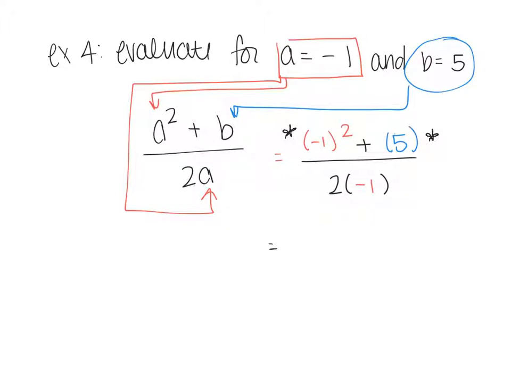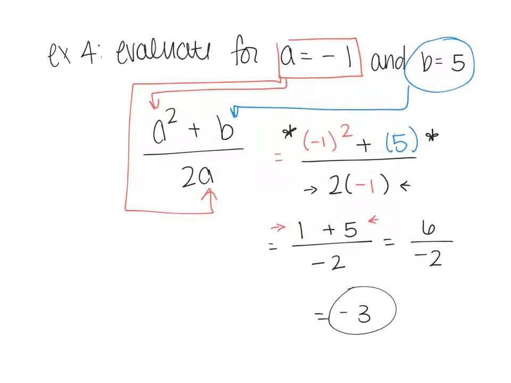Order of operations says to do your exponents first. Negative 1 squared says negative 1 times negative 1. That will give me positive 1. Plus 5 is just going to fall down. On the bottom, 2 times negative 1 will give me negative 2. Now I'm going back to combine the top. 1 plus 5 will give me 6 divided by negative 2. 6 divided by negative 2, I always want to simplify my fractions, will give me negative 3, and that would be your final answer.